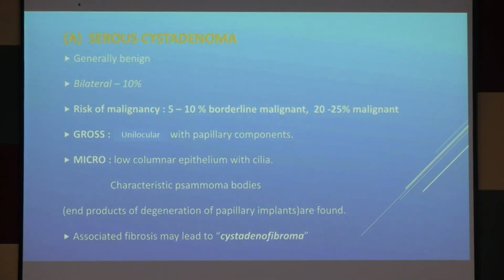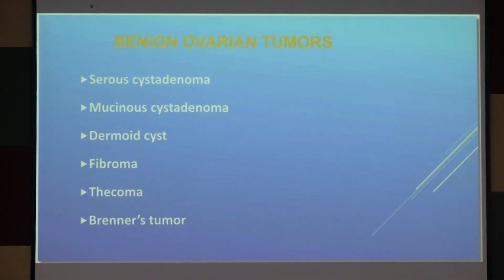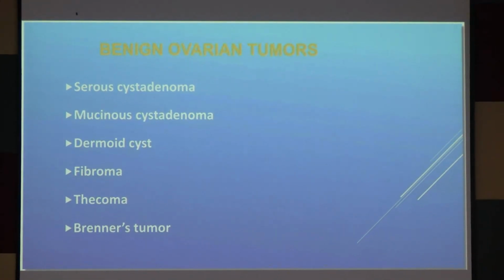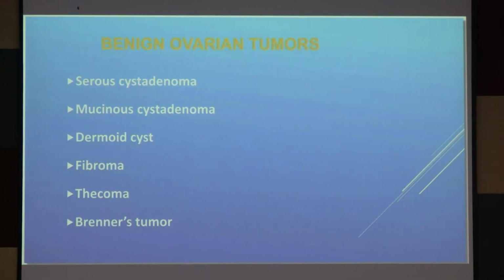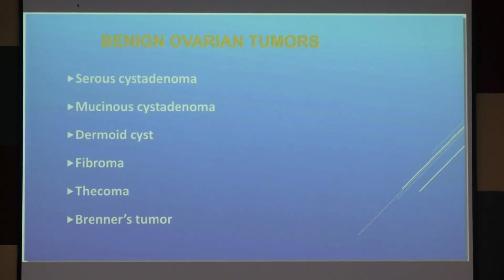Okay, here. We will study these six benign ovarian tumors. All of this can come as a short note. Among them, the important ones are dermoid and Brenner's. These two are important for your short notes.